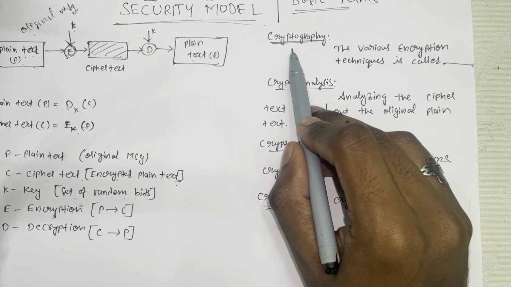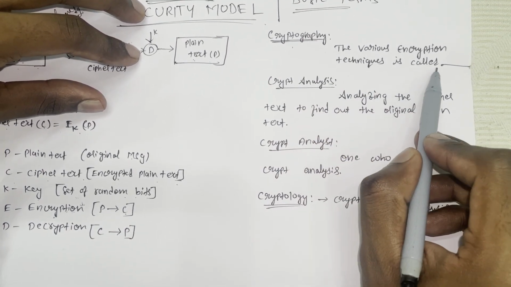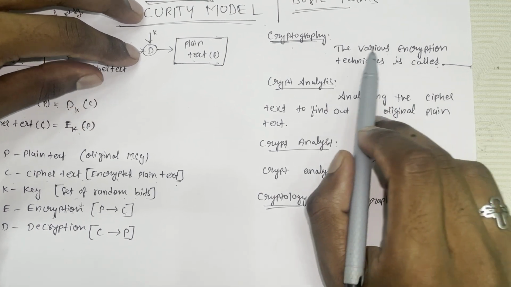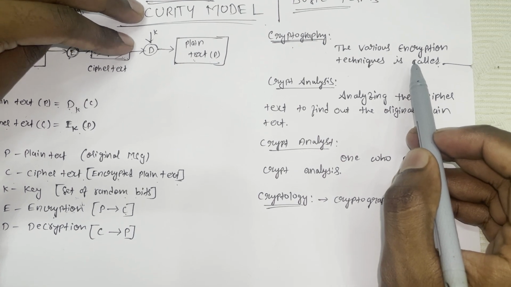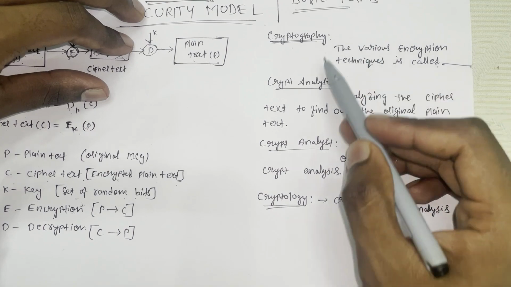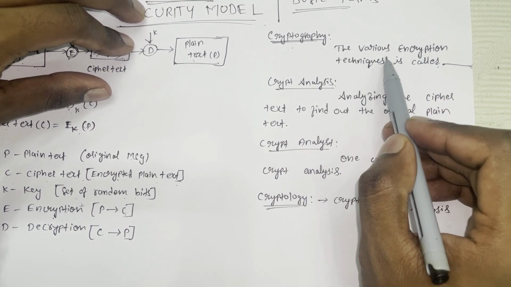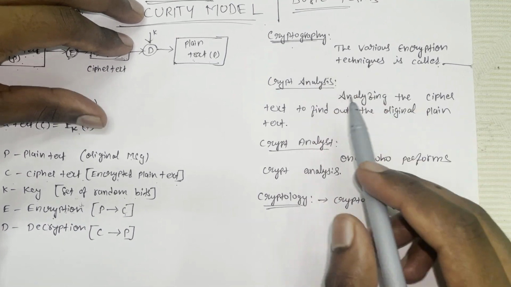What is cryptography in the first case? That is the various encryption techniques, called cryptography. We have a lot of encryption techniques like AES, DES, Caesar cipher, Playfair cipher, Hill cipher, and many others. All these various encryption techniques, this complete combination, is called cryptography.